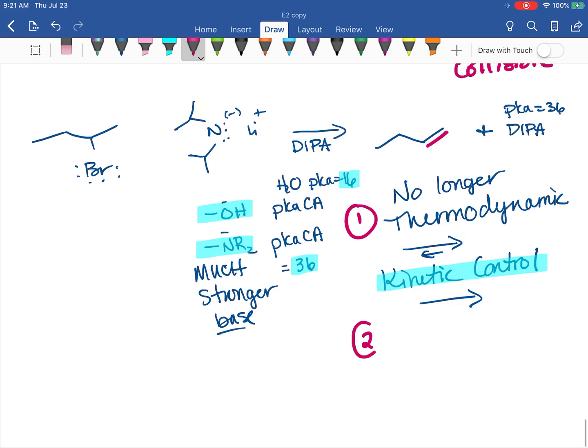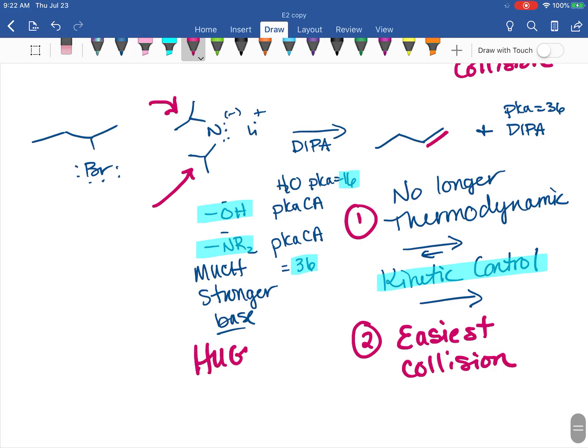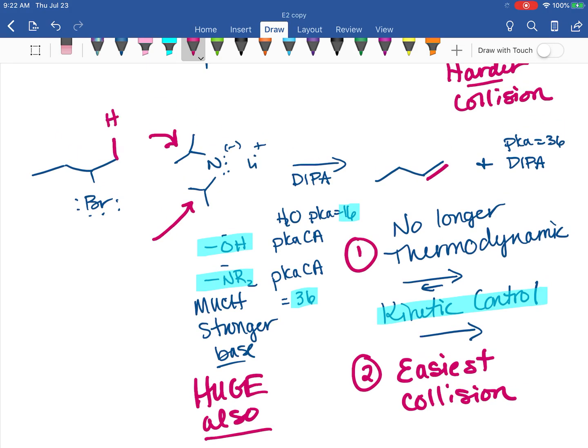And now here's number 2. Our kinetic control tends to be the easiest collision. And we're going to help this along by looking at these groups on our diisopropyl amine. They are huge. So not only is this a much stronger base, it is actually huge also. So if we go back to look at our beta hydrogens, which one is the easiest collision for a huge base? Right here. And that is the collision that is going to make our product.